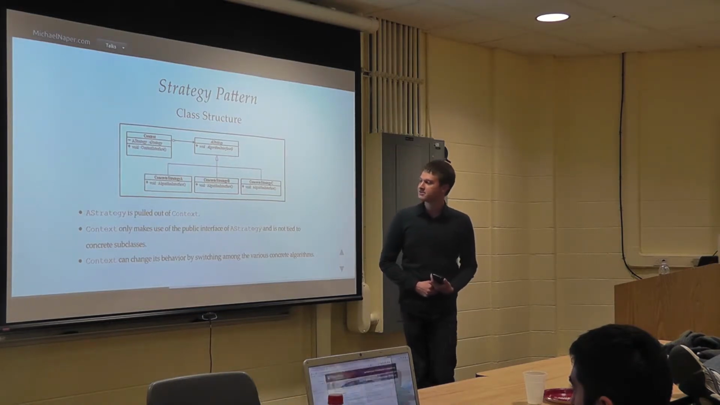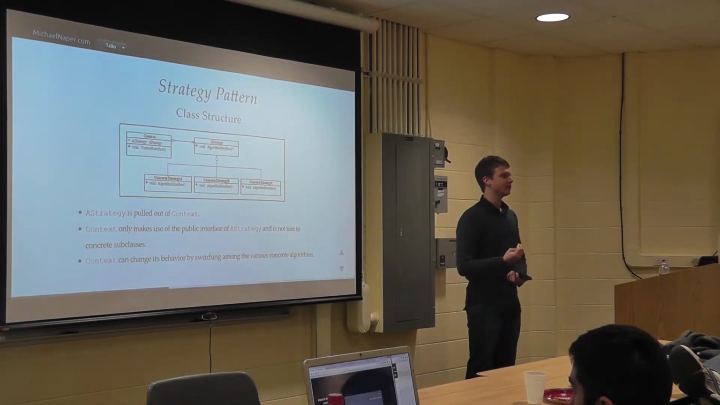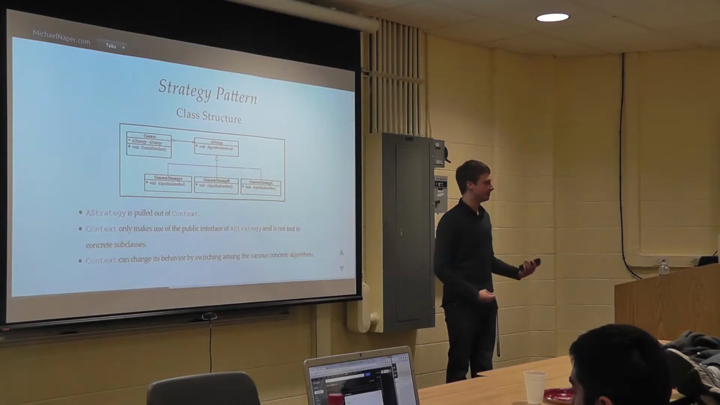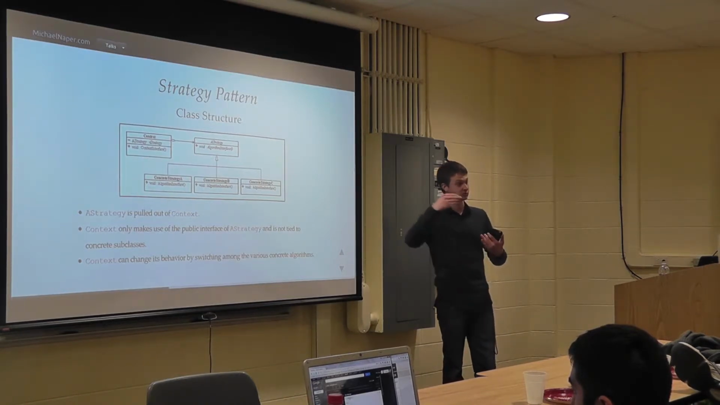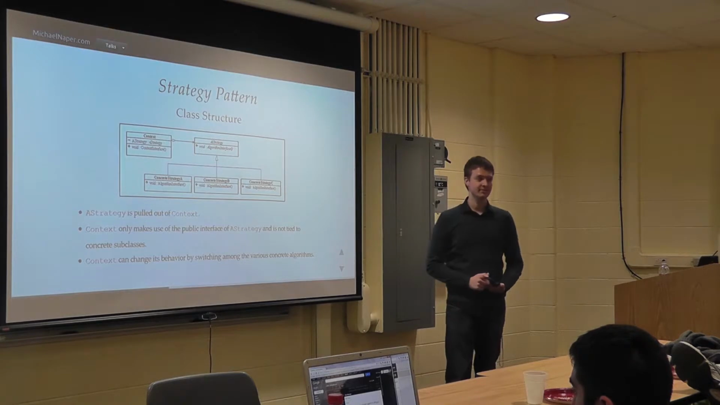But the important thing is that the context, in this case duck, never specifically has a variable type of, say, fly with wings behavior. It just has fly behavior, because then you can make the actual concrete class that variable is referencing any type of class that implements fly behavior. So you're not tied to a concrete subclass.